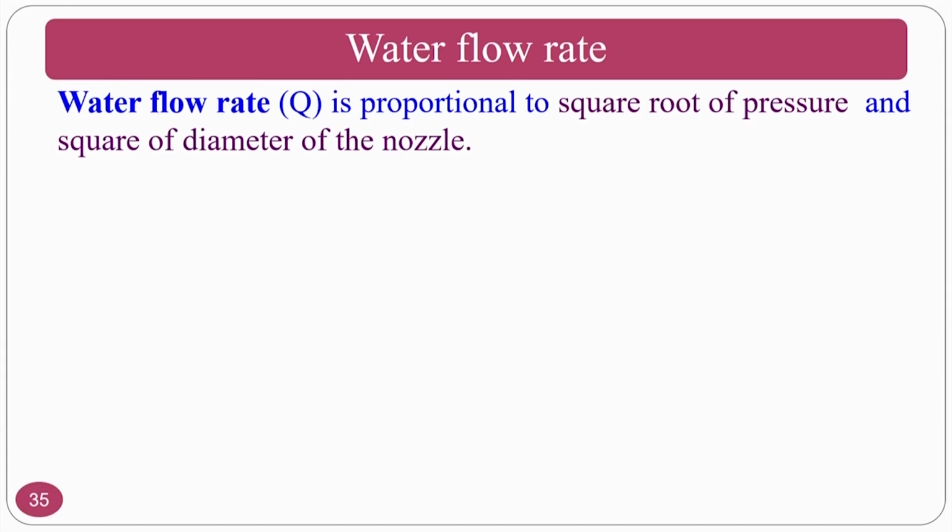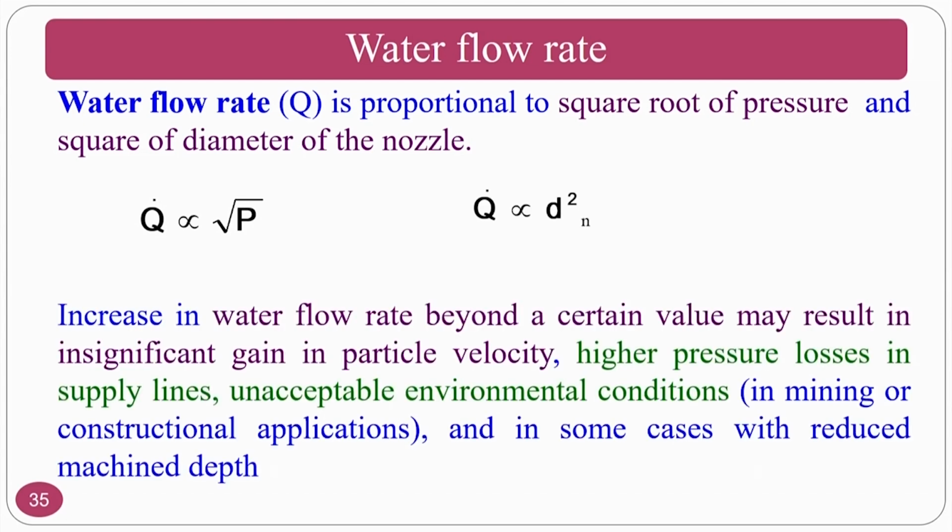So, the water flow rate is proportional to the square root of the pressure and the square root of the diameter of the nozzle. Okay. Increase in water flow beyond a certain value may result in insignificant gain in the particle velocity. Higher pressure loads the supply lines, and brings unacceptable environmental conditions and other things. If you increase the pressure beyond a certain value, the particles will collide with each other and lose their velocity. At the same time, the abrasive particles will impinge on the inner walls of the nozzle, so it will damage the nozzle also.